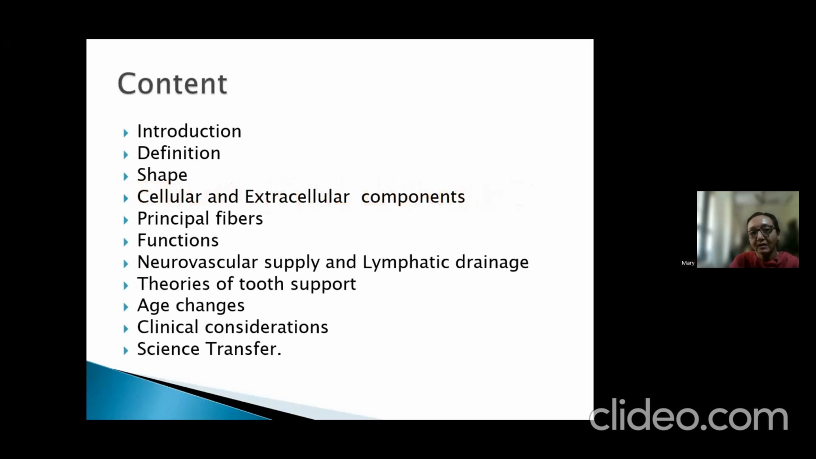The required contents for the periodontal ligament will be the definition, the shape of the periodontal ligament, the components which comprise the periodontal ligament, the principal fibers, functions, the neurovascular supply, lymphatic drainage, the theories which support the periodontal ligament, the age changes, the clinical considerations, and the recent advances, or rather the science transfer, what we have come to know about the periodontal ligament recently.